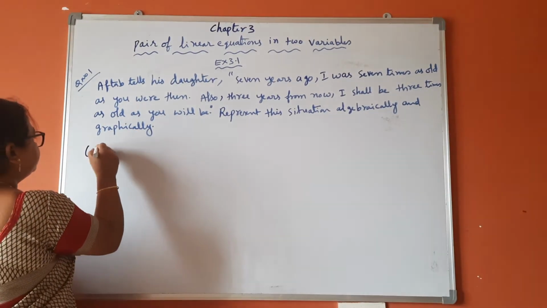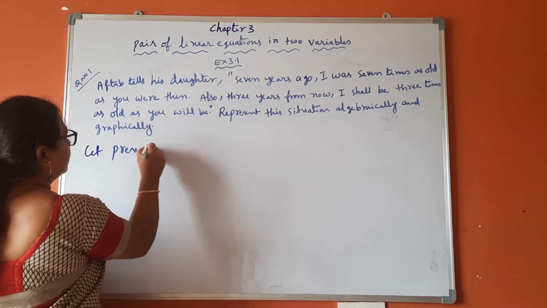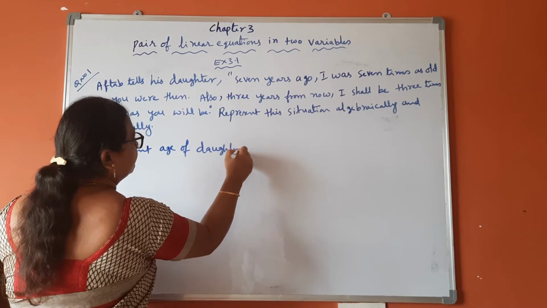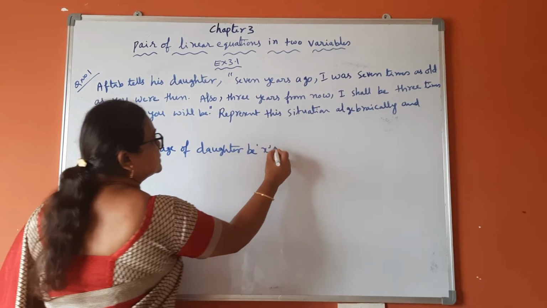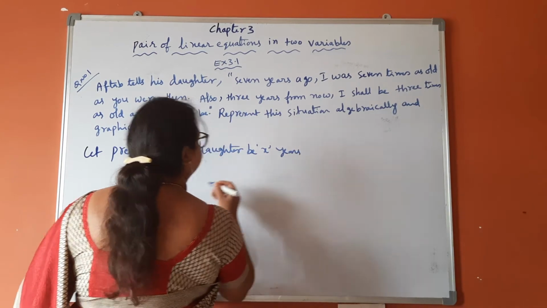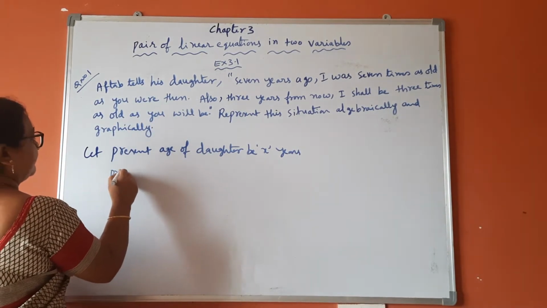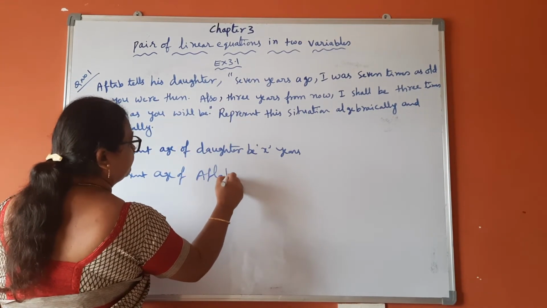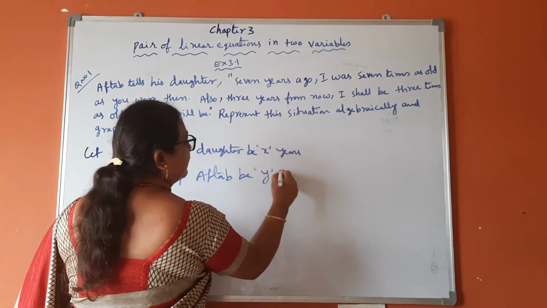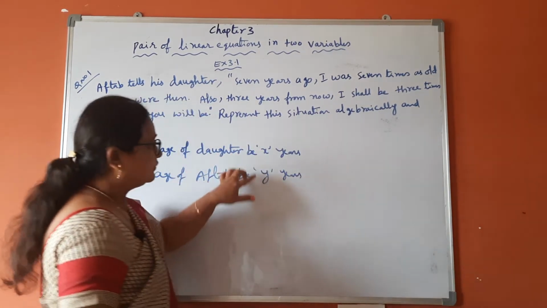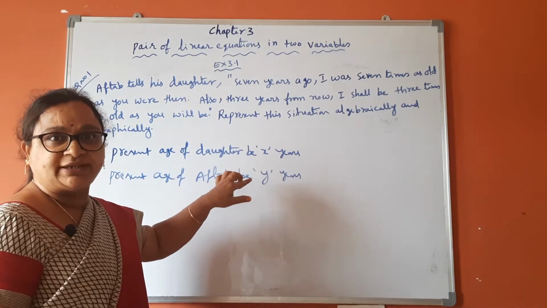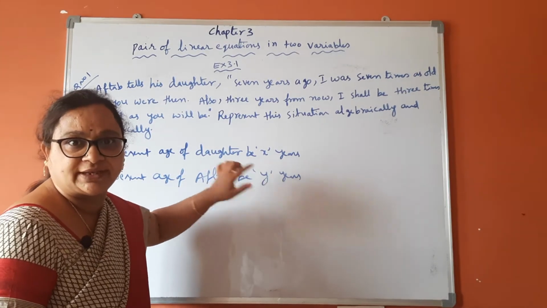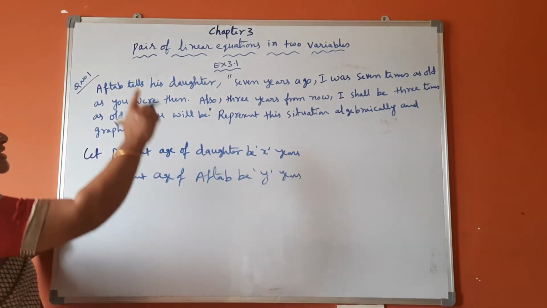Let present age of daughter be x years. Present age of Aftab be y years. So these are the two variables. We are going to form a linear equation in two variables. So x and y, two variables. We got two variables. Now the condition, 7 years ago.